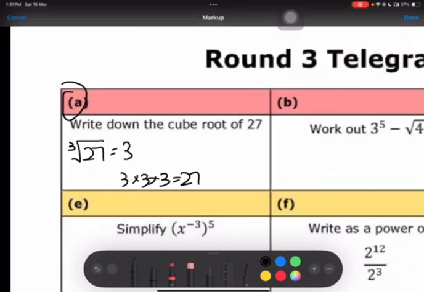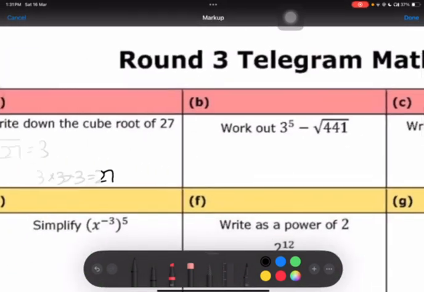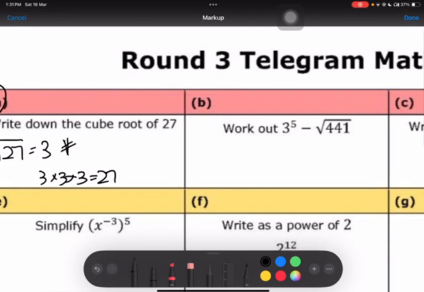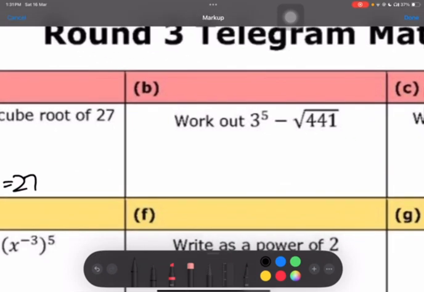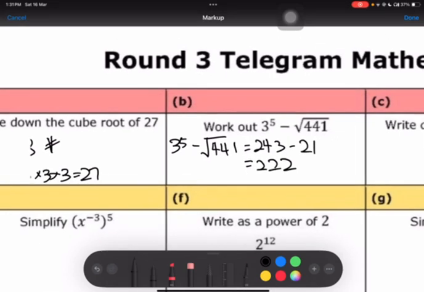Okay, now for question B, we got 3 to the power of 5 subtracted by the square root of 441. So I'm going to write the question again. 3 to the power of 5 is 243, and then we subtract 21. That's the answer to the square root here. We get 222. Okay, that's the answer.